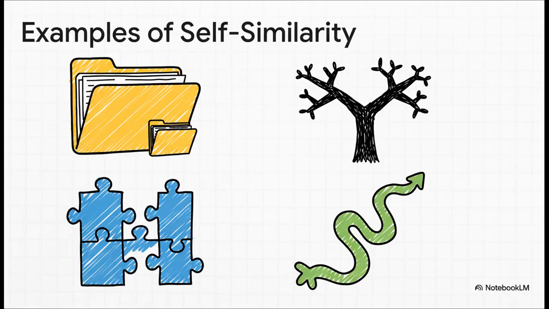Now, once you start looking for it, you see this pattern of self-similarity everywhere. A folder on your computer can hold files, but it can also hold other folders. It's the same structure nested inside itself. Or think about a tree data structure. What's it made of? A root node and a bunch of smaller subtrees. This pattern, a thing containing a smaller version of itself, is the telltale sign of a recursive problem.